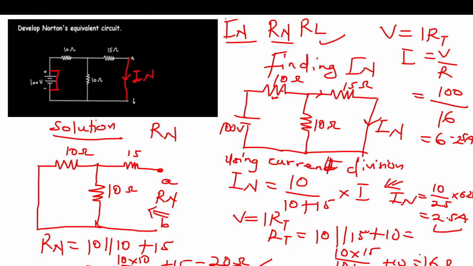The question is asking us to develop the equivalent circuit. So we are just going to once again draw the Norton's equivalent circuit, and then we are going to fix our In value there, and then our Rn, and then we connect it to the open terminals. Please, any question up to this point?